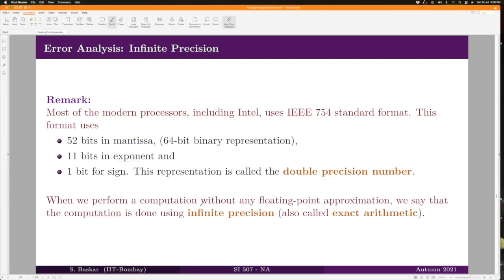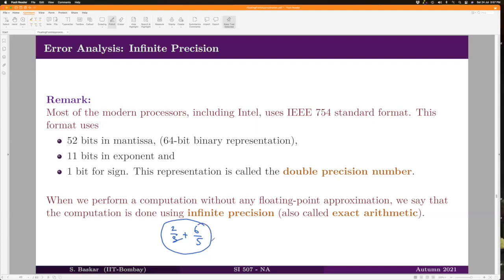When we perform a computation without any floating point approximation, we say the computation is done using infinite precision. So from the examination point of view, if I say you do the calculation with infinite precision, then probably you can keep every number in the expression in the fractional form. Like for instance, 2 by 3 plus 6 by 5, I want you to do with infinite precision. Then you do it with the fractional form itself.